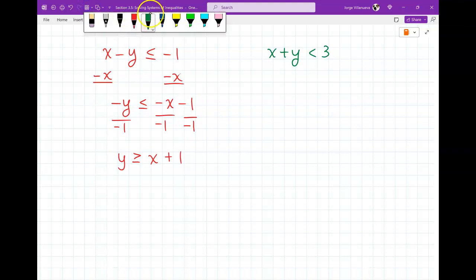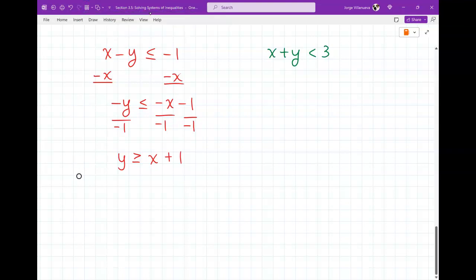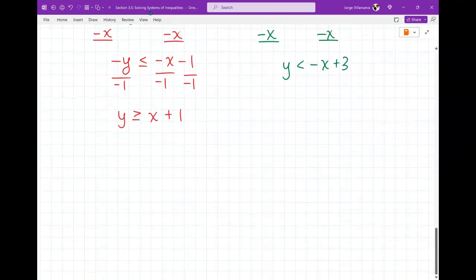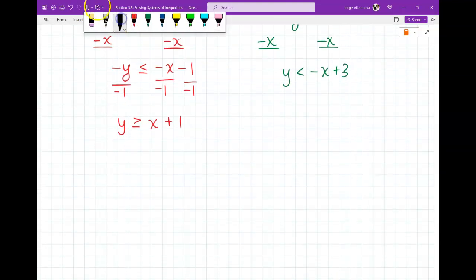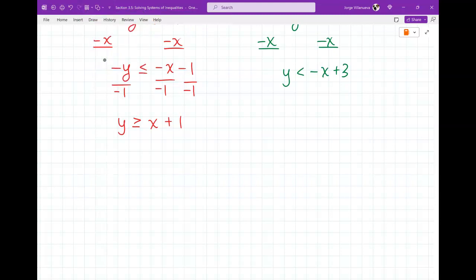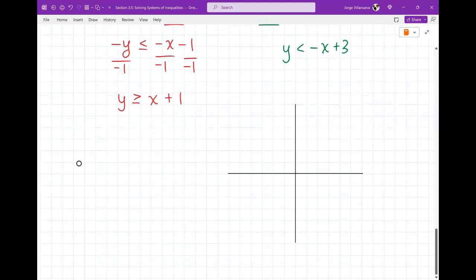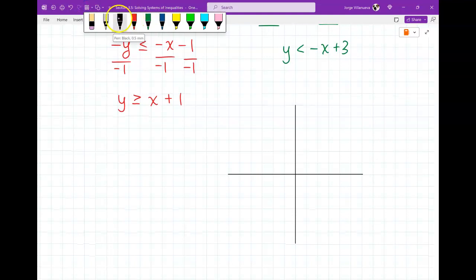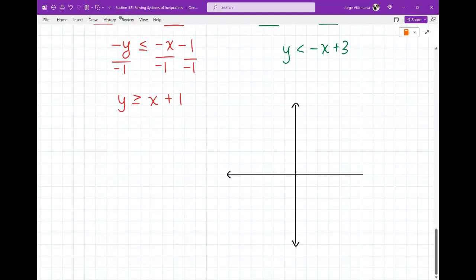Now the next one's pretty easy to do because y is positive. So if I just subtract x on both sides, I get y less than -x plus 3. So there, I'm done. I got them both done. Let me draw a graph, and I'm done with the lesson. Okay, so here we go. I think that should be more than enough. Remember, your homework will have your graph for you, so that's kind of nice.